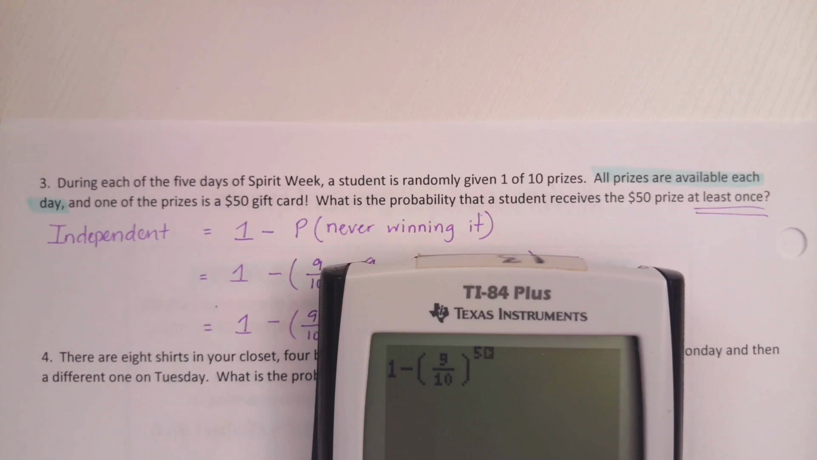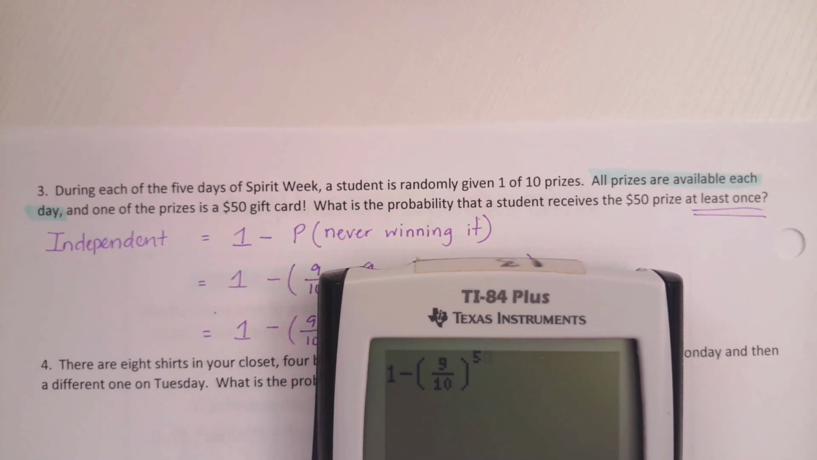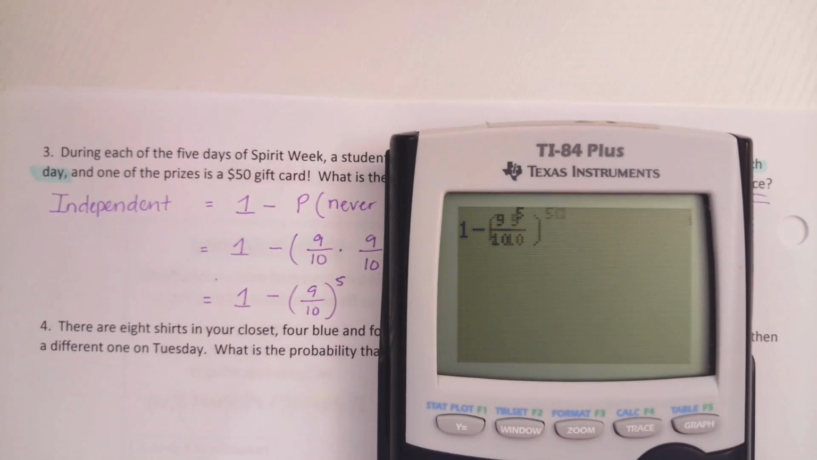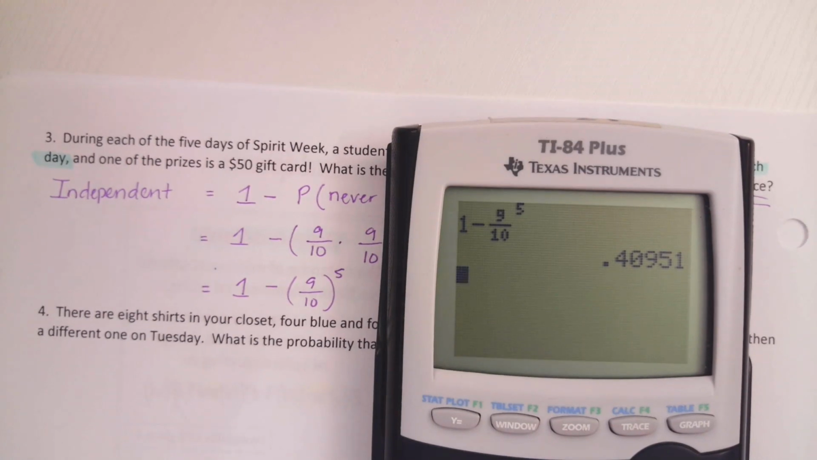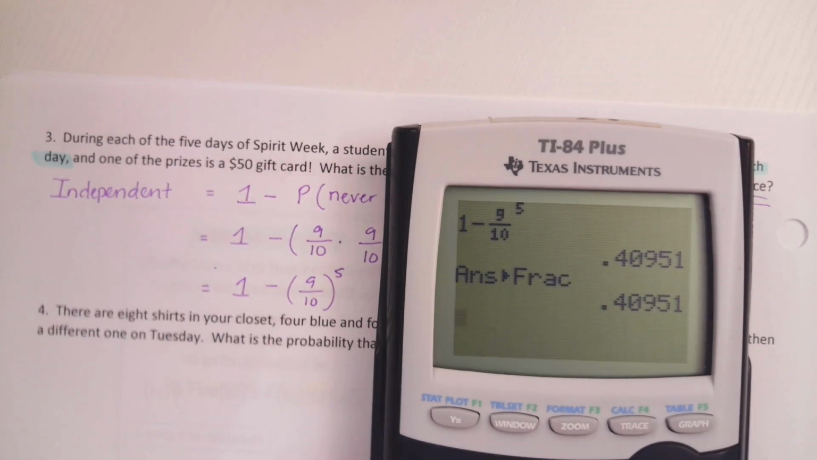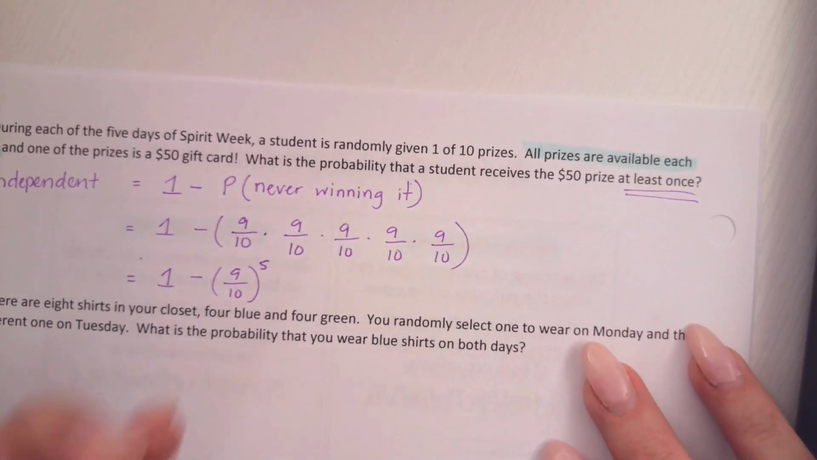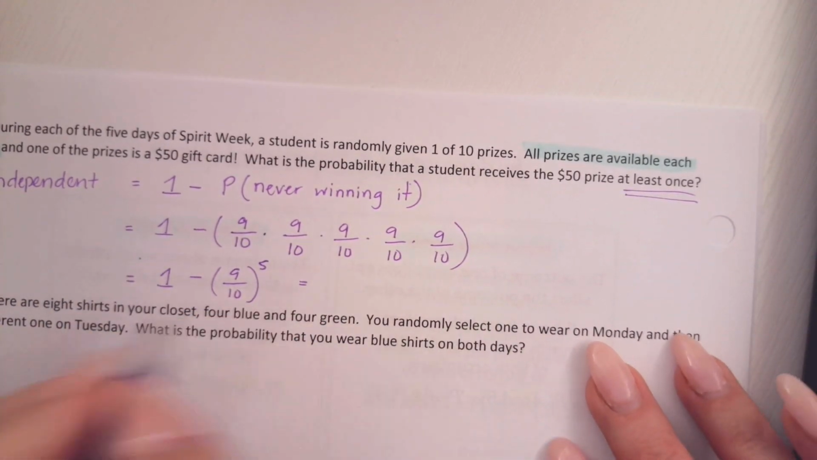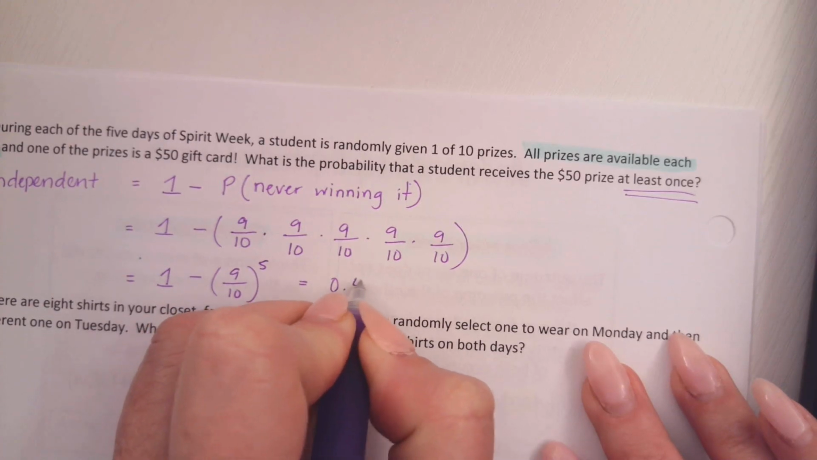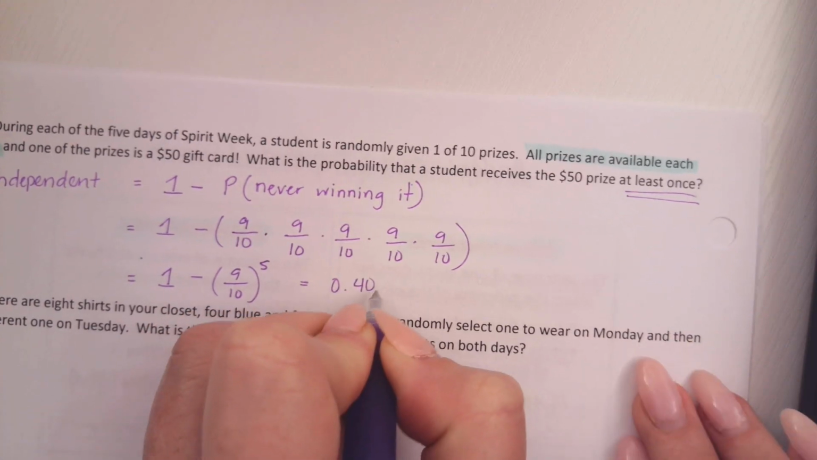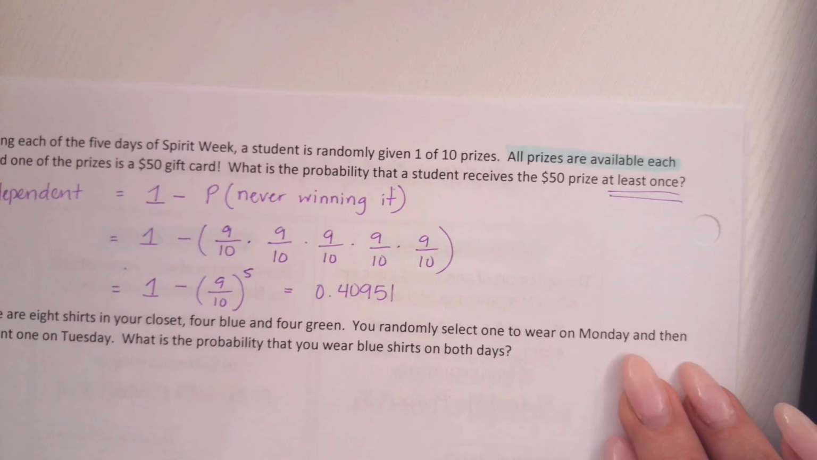Alright. Oh, I like 40%. Okay, that's not bad. 1 minus 9/10 to the 5th power. What'd you get? Can we change it to a decimal? Or, sorry, can we change it to a fraction? No. It says not allowed. 0.40951. I guess we'll leave it as a decimal.